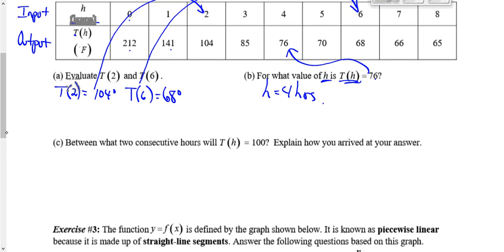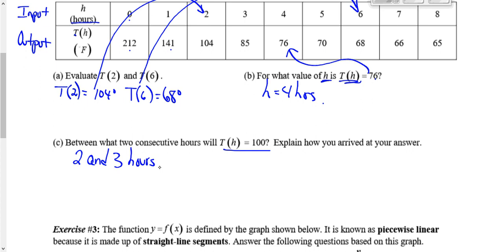Between what 2 consecutive hours will T of H equal 100 degrees? Does it actually say 100? Do any of these outputs say 100? No. Where would you say? Between what 2 hours? So between 2 and 3 hours, right? Somewhere in between there. You go from 104, past 100, and end up at 85. How did you arrive at your answer?